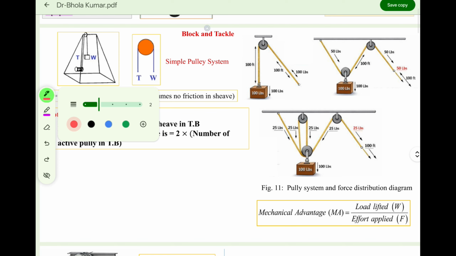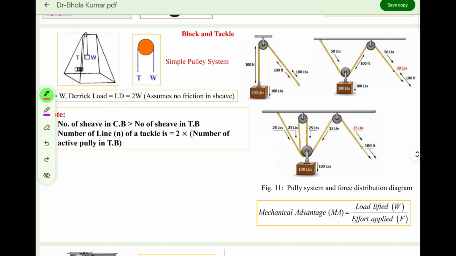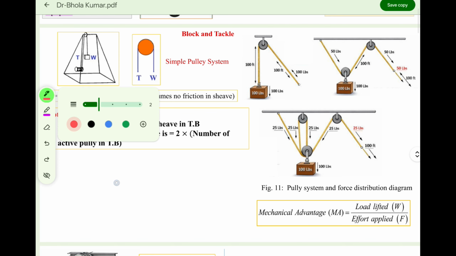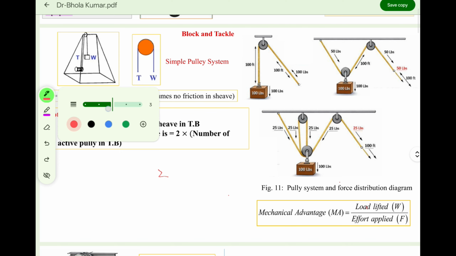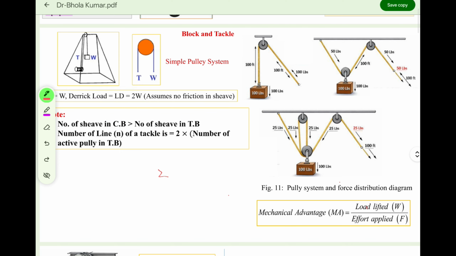the traveling block, right? Block and tackle system. We have talked too much about the block and tackle system, right? I would like to end this lecture in this particular conversation. So let's try to understand from the basics.